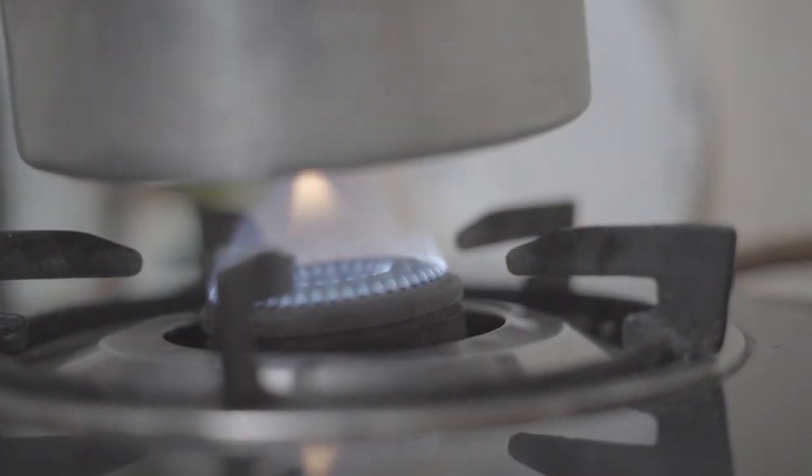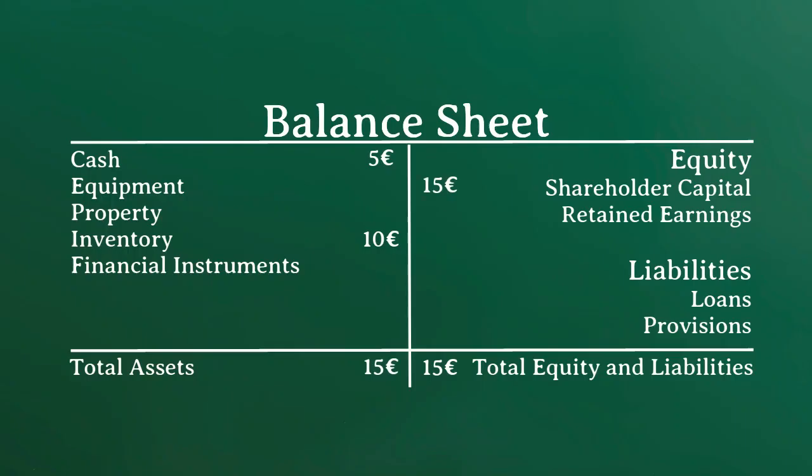Next, we need a pot to cook the spaghetti. Since a pot costs 20 euros, but we only have 5 euros cash left, we need to borrow 15 euros. Therefore, our liabilities increase by 15 euros on the right-hand side, but we also receive cash of 15 euros on the left-hand side. So our balance sheet is still in balance.